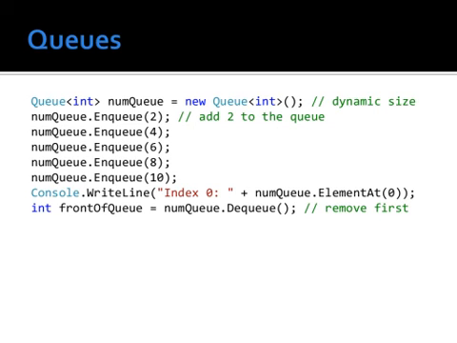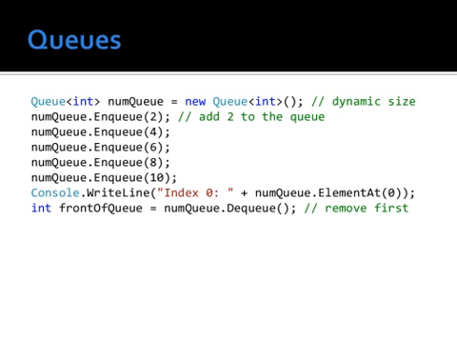To declare a queue, it's very similar to declaring a stack, except that in this case our data type is queue, and similarly we declare our queue to hold data type int. From there we can add our elements to the queue in any order that we want. In this case, we've added the elements 2, 4, 6, 8, and 10.